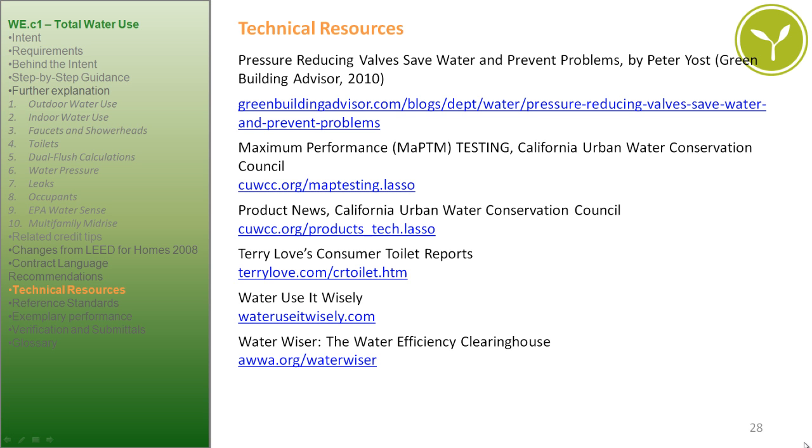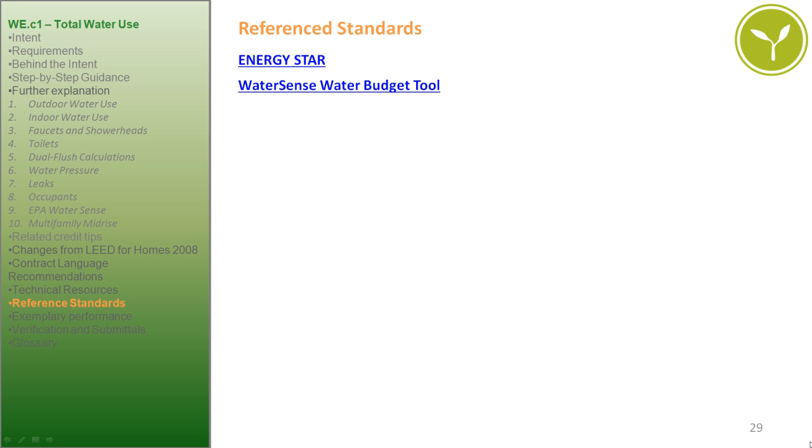Product News, California Urban Water Conservation Council. Their website is cuwcc.org/products_tech.lasso. Terry Love's Consumer Toilet Reports. Their website is terrylove.com/crtoilet.htm. Water Use It Wisely. Their website is wateruseitwisely.com. WaterWiser, the Water Efficiency Clearinghouse. Their website is awwa.org/waterwiser. Reference standards: Energy Star and WaterSense Water Budget Tool.